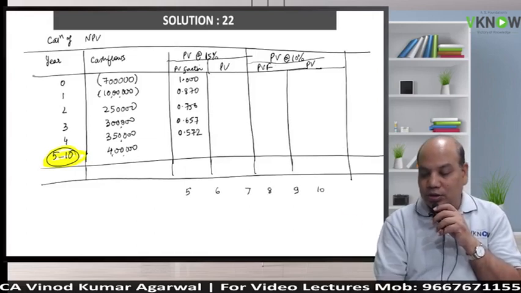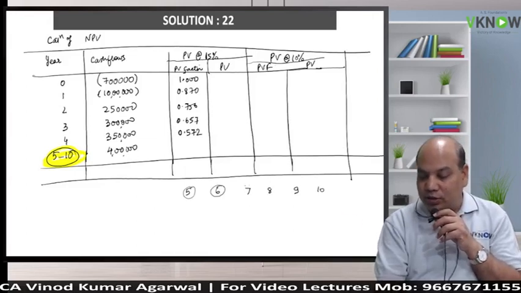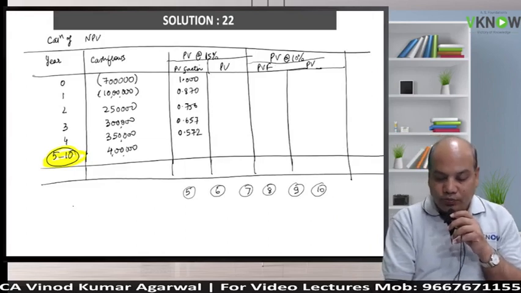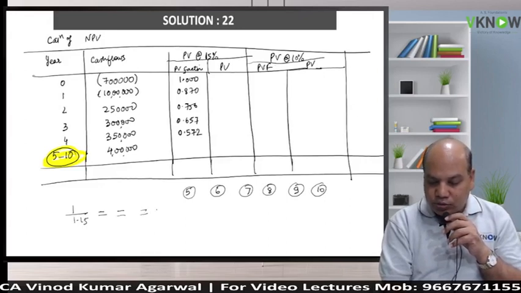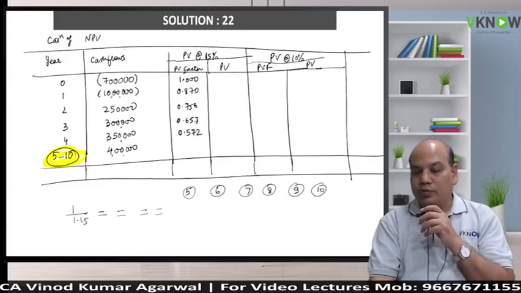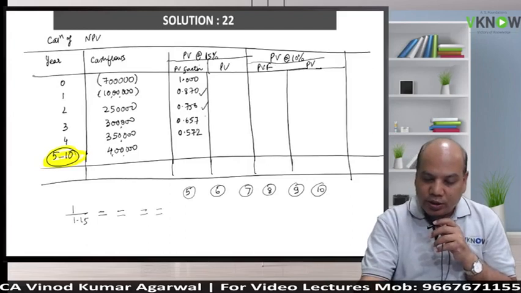Understand the logic? I need to add the factors of these years on my calculator. So how do I do it? First I will take 1 divided by 1.15, equal to, equal to, equal to, equal to, 4 times. First 4 years I have already written separately here.